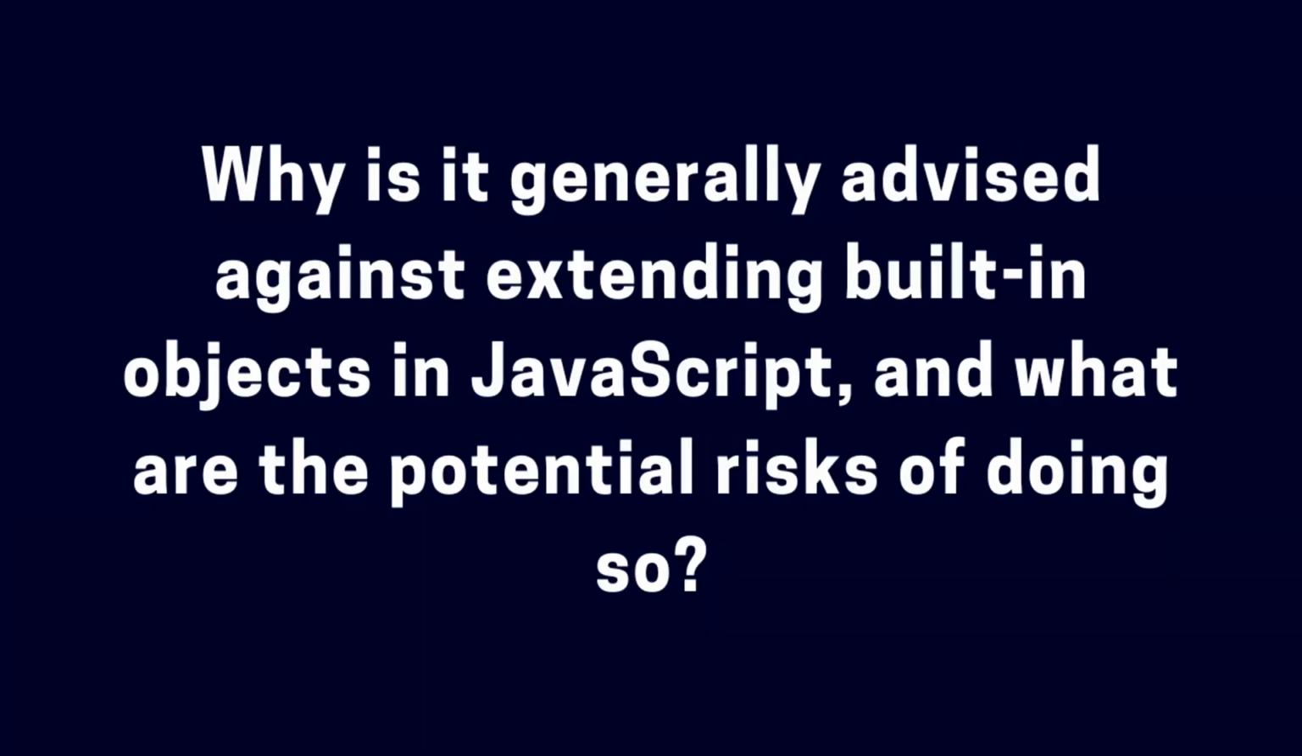Why is it generally advised against extending built-in objects in JavaScript, and what are the potential risks of doing so? It is generally advised against extending built-in objects in JavaScript because it can cause conflicts with third-party libraries that rely on the default behavior of these objects. This can lead to inconsistent behavior and bugs. Additionally, modifying built-in objects can make your code harder to maintain and predict, and it may break compatibility with future versions of JavaScript or interfere with updates in other libraries. A better practice is to use utility functions or safely extending prototypes by checking for existing methods.